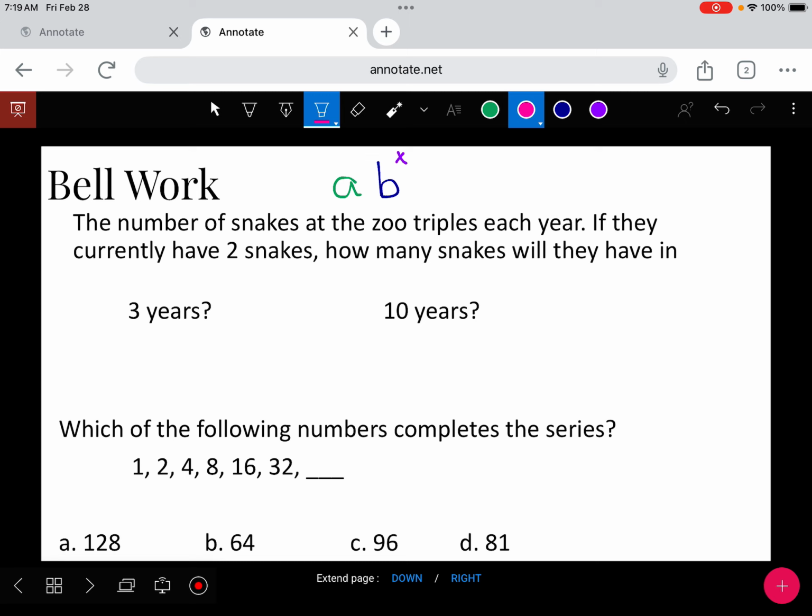We start with 2 snakes. Which piece is that? A. What else do we know? Triples. What does the triples tell us? How do I triple something?